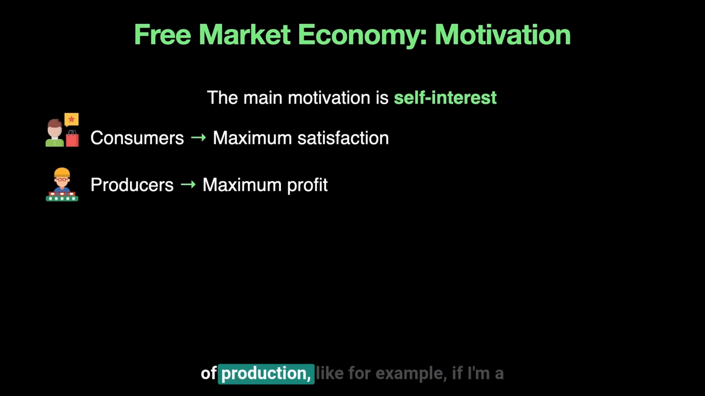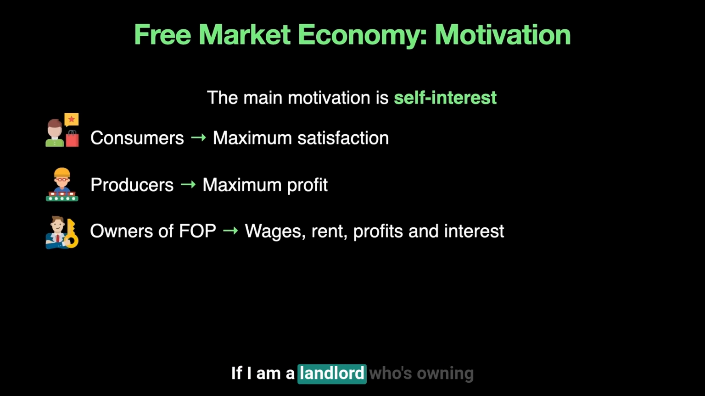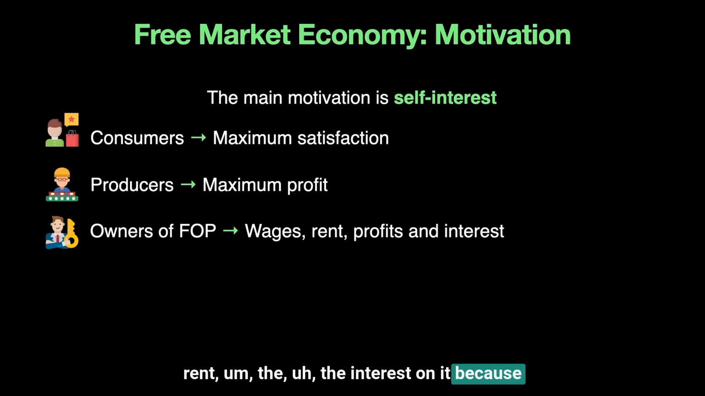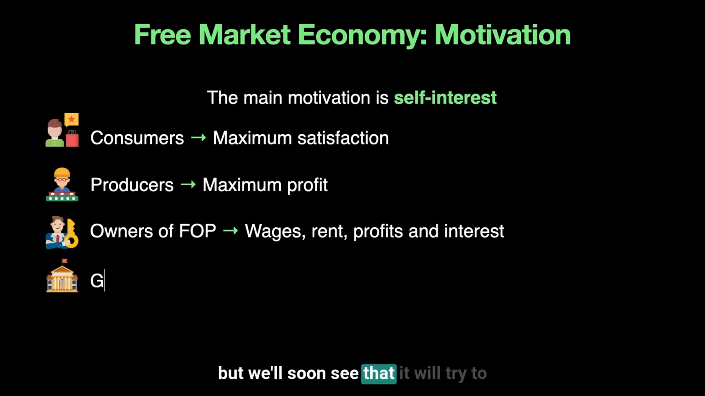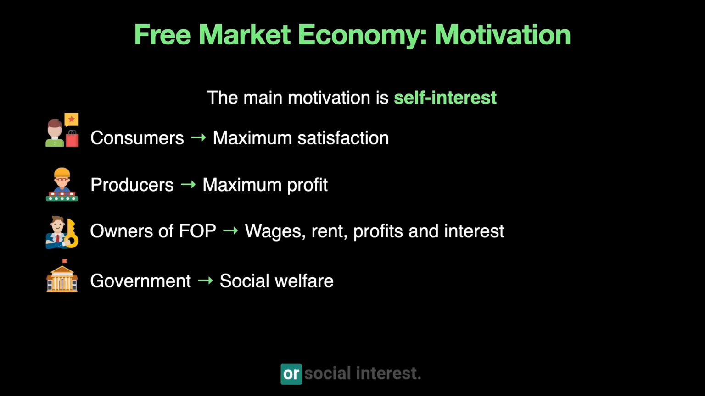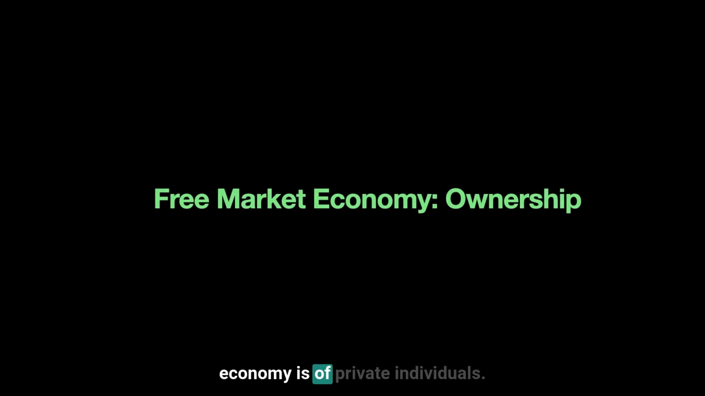The owners of factors of production also maximize their returns. If I am a worker, I would want to maximize my wages. If I am a landlord owning land, I will maximize my rent. Somebody who owns the factor of production capital will maximize the interest on it, because we look at interest as the opportunity cost. And lastly, from an enterprise perspective, profits are the return for the owner of the factor of production which is enterprise. The government has a limited role, but it will try to maximize people's social welfare or social interests. The ownership in this free market economy is of private individuals.